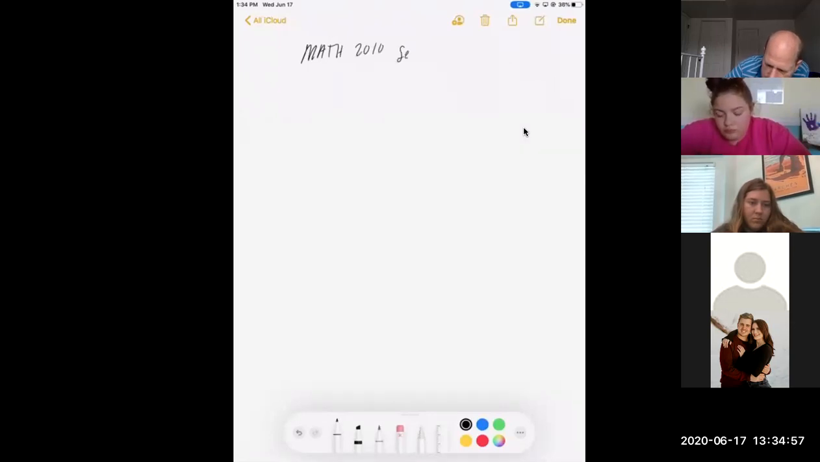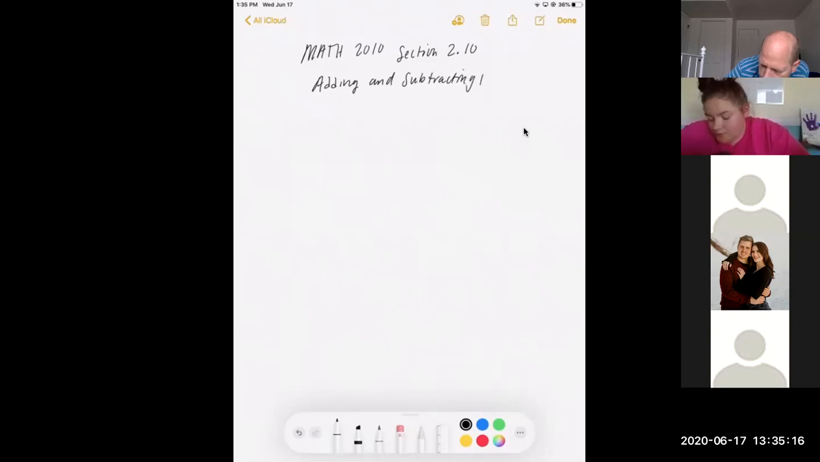So like we said before, we're doing section 2.10. This is all about adding and subtracting fractions. So you guys excited for that, huh? Okay. First of all, we're going to begin by adding fractions that are like each other with pictures. Okay. So we're going to add like fractions.